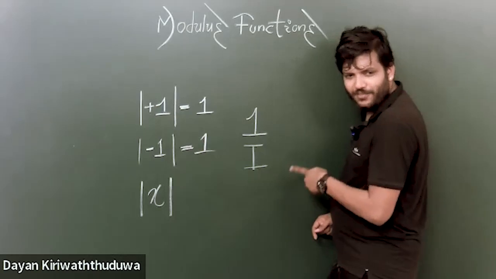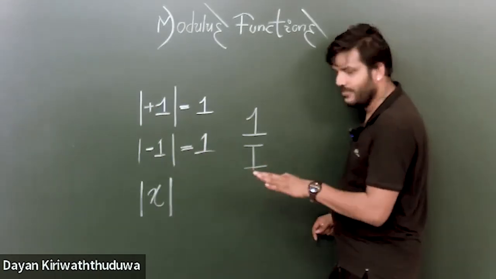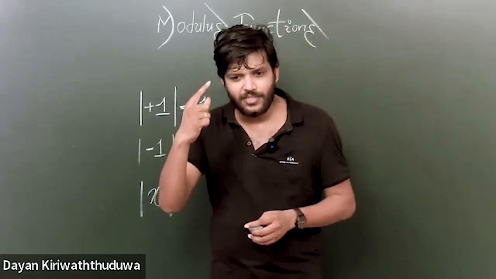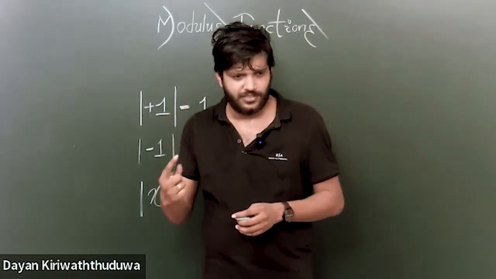This is a representative of 1, right? There's no such thing called 1. It is a concept. It's in your mind. So if something is in your mind, that's called an abstraction, right?